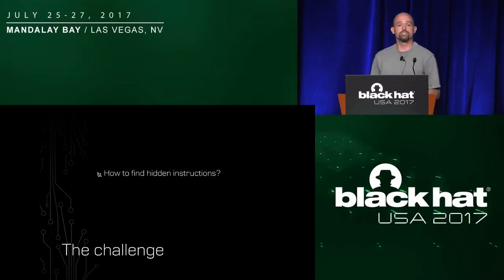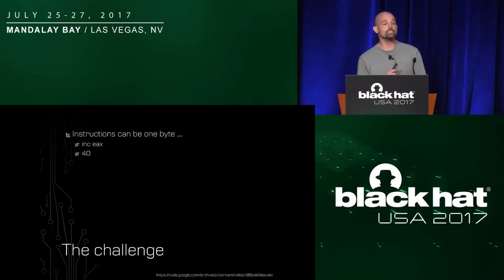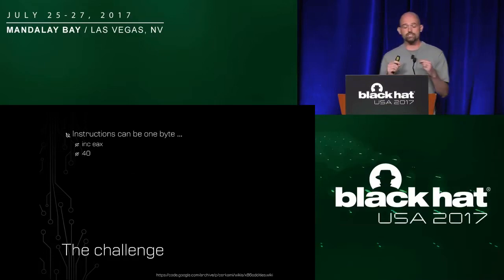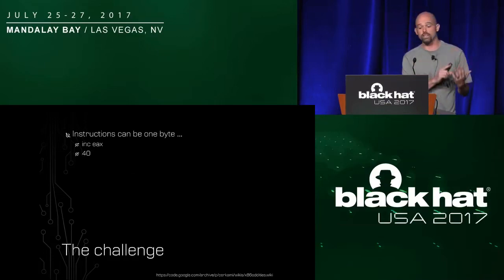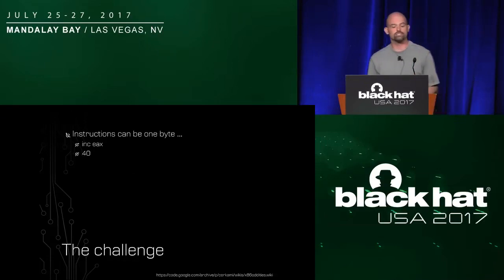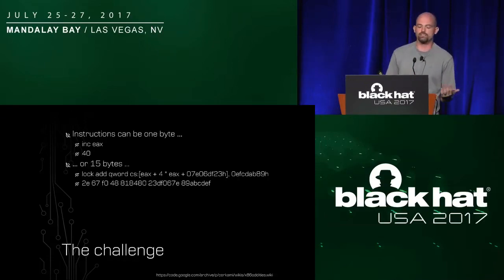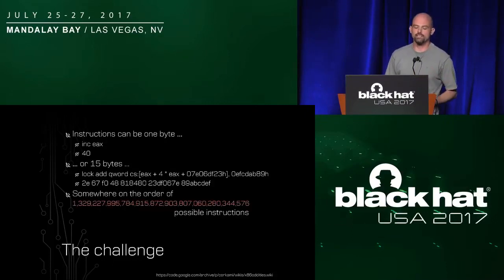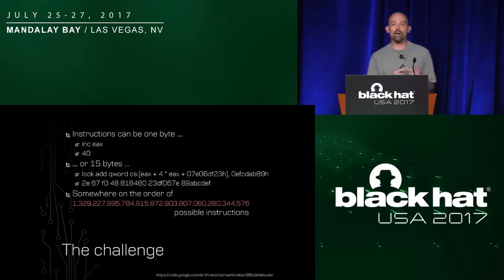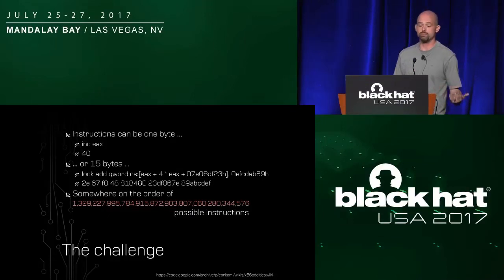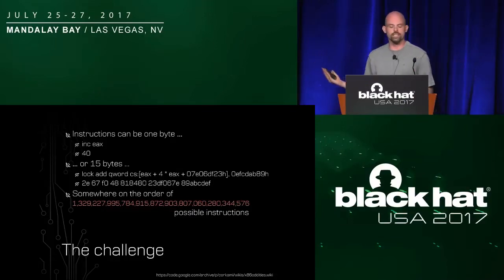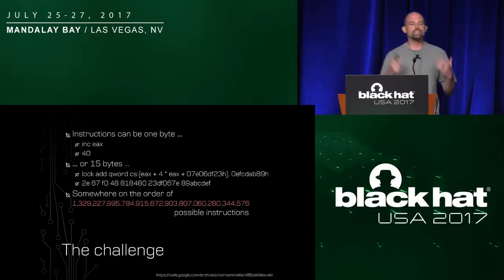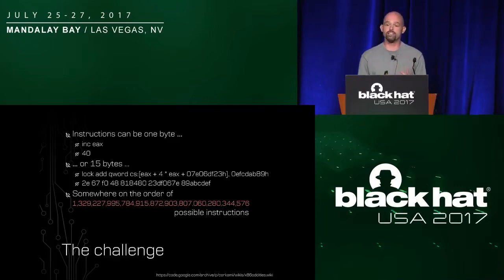So how do we find hidden instructions in the x86 architecture? There's a unique challenge in x86, namely that instructions in x86 are very complex. They can be either 1 byte long, so for example, increment EAX is a 1 byte instruction, just hex 40, or they can be up to 15 bytes long, so lock, add, keyword, CS override, some complicated address, some complicated immediate value is a 15 byte instruction in the x86 architecture. So if you look at a worst case scenario of how many instructions could there possibly be in x86, if we just say what if all instructions are 15 bytes long, the maximum length, it's somewhere on the order of 1.3 undecillion possible instructions. That's a really, really unfathomably large search space, right?